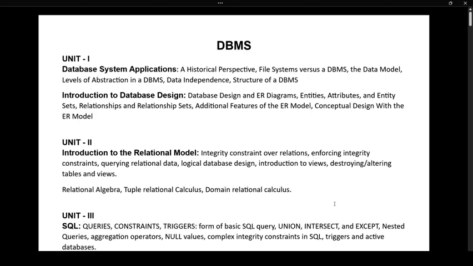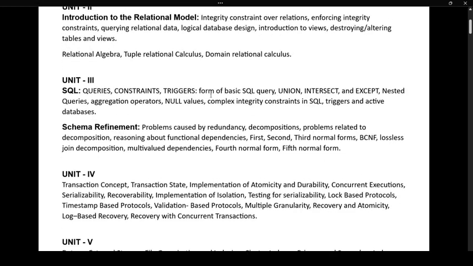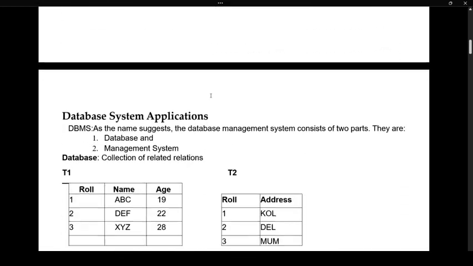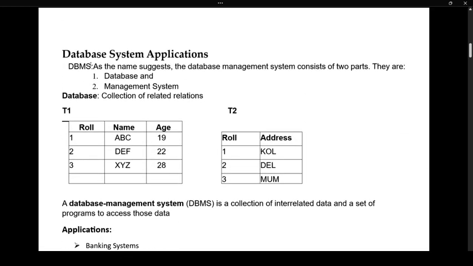In this section, we are going to see database management system, database system applications, a historical perspective, and file system versus a database management system. In this section, we are going to see these topics. And coming into the topic, first, what is meant by database management system?